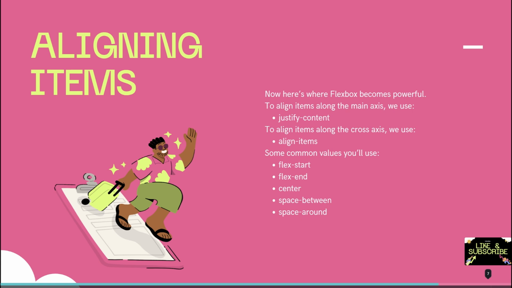Aligning items. Now here's where Flexbox becomes way more powerful. To align items along the main axis, we use justify content. To align items along the cross axis, we use align items. Some common values you use are flex start, flex end, center, space between, space around, and space evenly. Now let's demonstrate that in our Visual Studio Code.